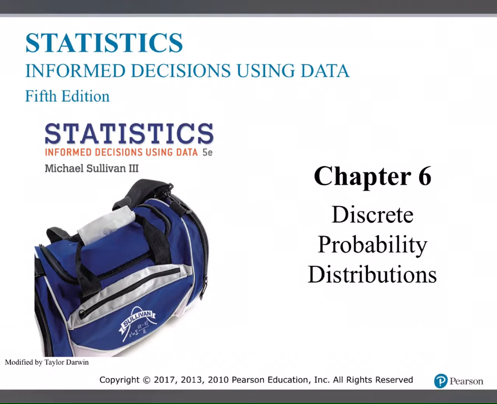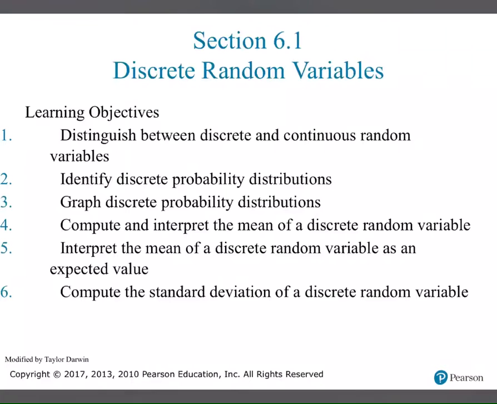Chapter 6 deals with discrete probability distributions. You've seen the word discrete before when we talked about different types of quantitative variables, and so we're going to look at what discrete probability distributions look like. For 6.1, we're going to review what discrete and continuous variables are, look at discrete probability distributions, graph them, and then look at how to compute and interpret the mean and standard deviation of a discrete random variable.